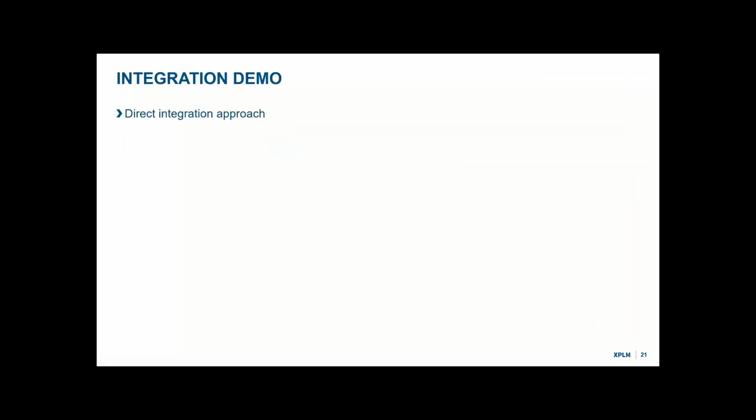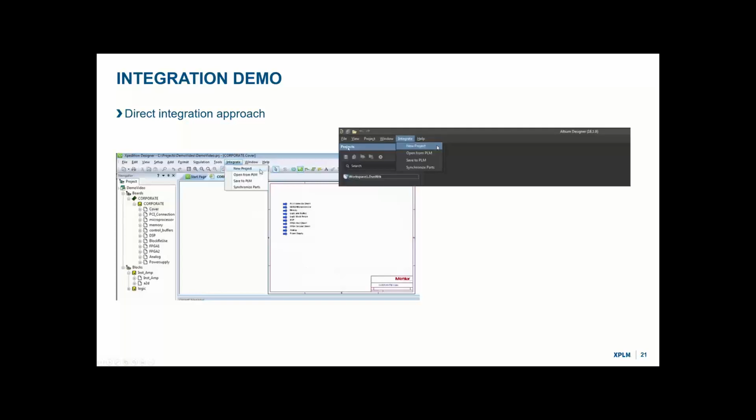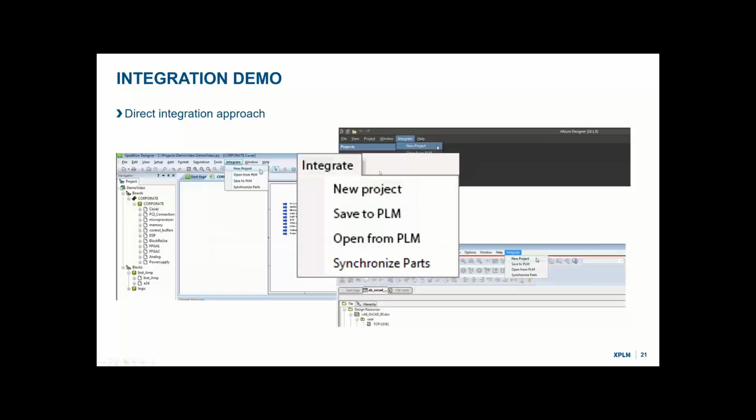Okay. All right, direct integration approach. This is showing you how you access the integration from the CAD tool menu. This is Expedition. Here's an Altium menu, an OrCAD, just showing you all the different CAD tools, but basically it's the same thing in each one. Create the new project, save it, open it, or synchronize parts. And we would eliminate synchronize parts for most customers as well that are using it in batch mode only.